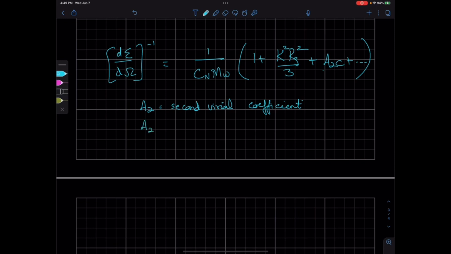For this equation, A2, the second virial coefficient, is taken as 0. This is because A2 denotes polymer-solvent interactions, and in this case, the polymer is dissolved in the deutero form of the polymer, or the deutero-substituted polymer. So it's essentially the polymer is dissolved in itself.